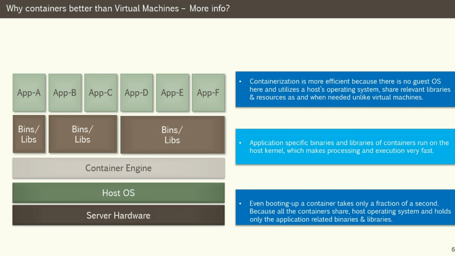Additional information. If you look at this diagram, there are a couple of things you need to note down. Applications share binaries. If you see here, app D, E, and F have the same set of binaries and libraries. All applications share the same operating system, same hardware, and the container engine. And also, you need to note down that application-specific binaries and libraries of containers run on the host kernel, which makes processing and execution very fast.